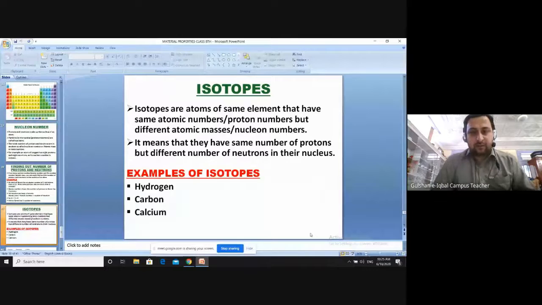For example, hydrogen has 3 isotopes. Similarly, carbon has 3 isotopes. Similarly, calcium has 2 isotopes. They are basically all hydrogen, carbon and calcium, but they have different numbers of nucleons. It means their atomic masses are different and their atomic numbers are the same. Now I'm going to show you some examples of isotopes.